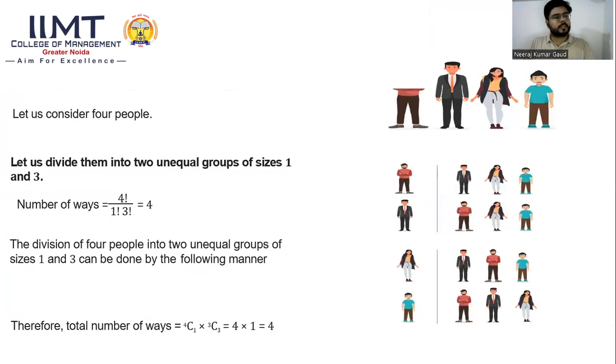Let us consider four people, and let us divide them into unequal groups of size 1 and 3. Number of ways is 4 factorial upon 1 factorial times 3 factorial, which comes to 4. The division of the 4 people into 2 unequal groups of size 1 and 3 can be done in the following manner. Therefore, the total number of ways is 4C1 into 3C3, equal to 4 into 1, which comes out to be 4.